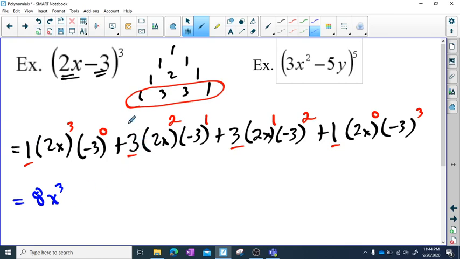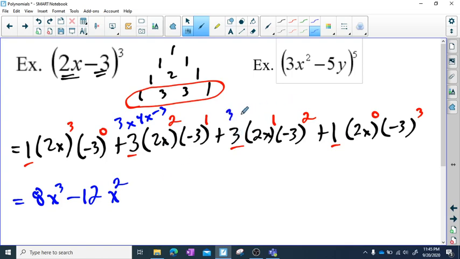Now you got to watch here. You've got a 3 out in front, 2 squared, that's a 4, and then a negative 3 to the first power, that's a negative 3. So I always do my numerical coefficients first. So 3 times 2 squared times negative 3 to the 1, that's going to give me negative 12. There's my number in front. X will be squared. There's no other variable in this one. So I've got a 3. You can do this.